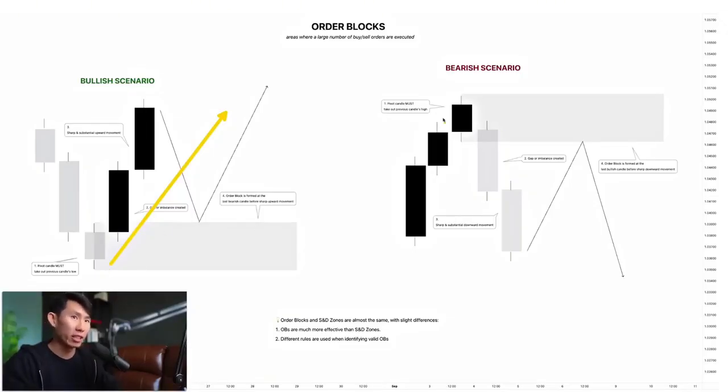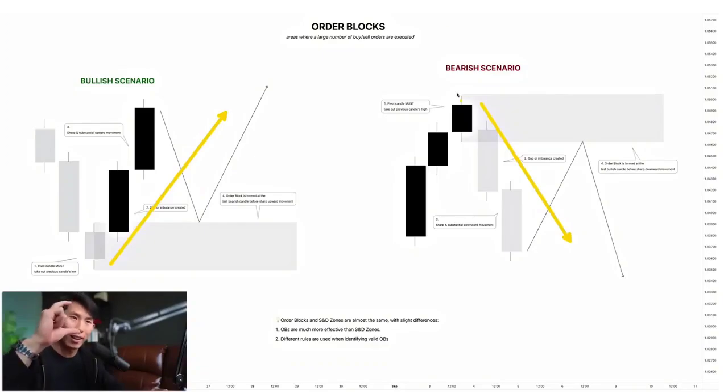And then in a bearish scenario, you should be looking for a sharp and substantial downward movement. Once again, you look for the last candle which created this aggressive down move, if that's even a word. You just find the candle right there, and that is where you drop the order block. It's really not rocket science, guys.